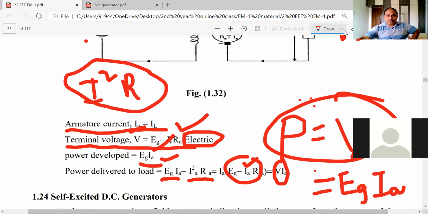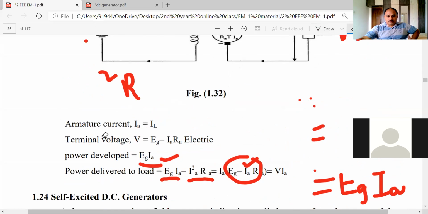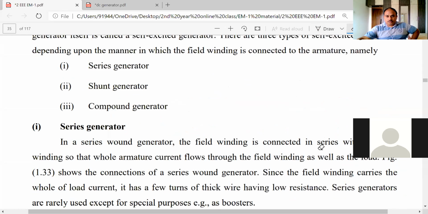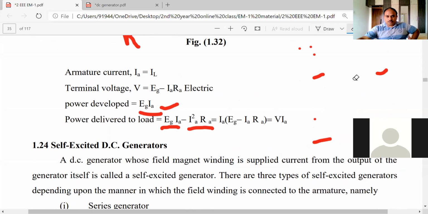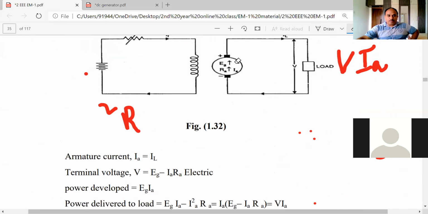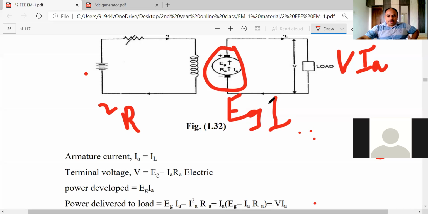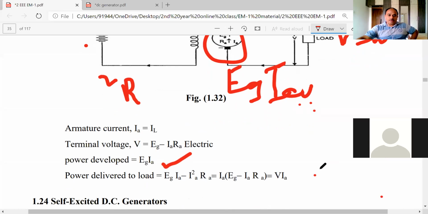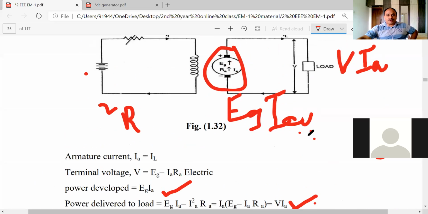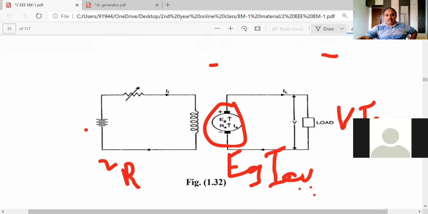Power developed equals Eg into Ia. Power developed is here only, in the armature, that is Eg into Ia. Power developed is Eg Ia. Power delivered to load is V into Ia. So this is all about the separately excited generator.